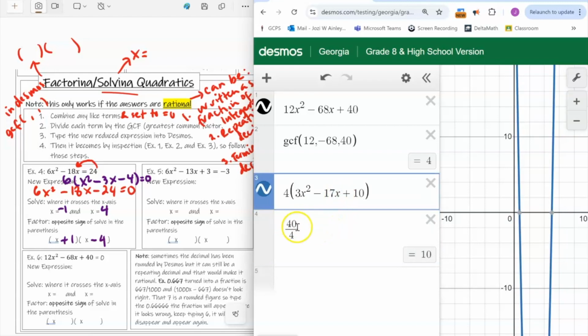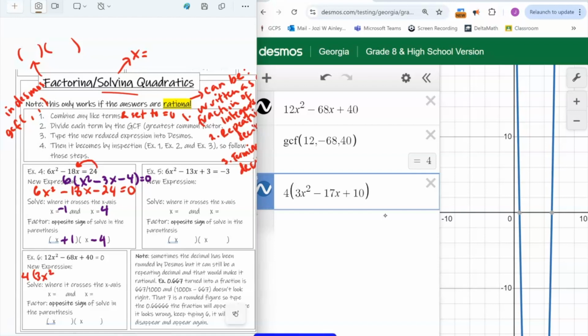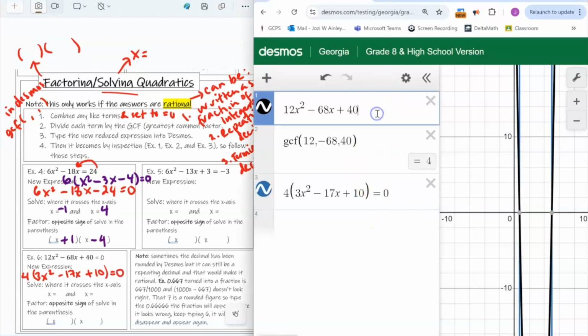And again, you need to make sure that it matches exactly as you go. So this is correct, which means I've taken out the GCF correctly. So this is my new expression. I can go ahead and write it down. So my new expression, and don't forget this 4 outside. It's very important. All right, so 4, and then we have 3x squared minus 17x plus 10 equals 0. So we're going to keep the equals 0 there. Actually, I'm supposed to put equals 0 here.